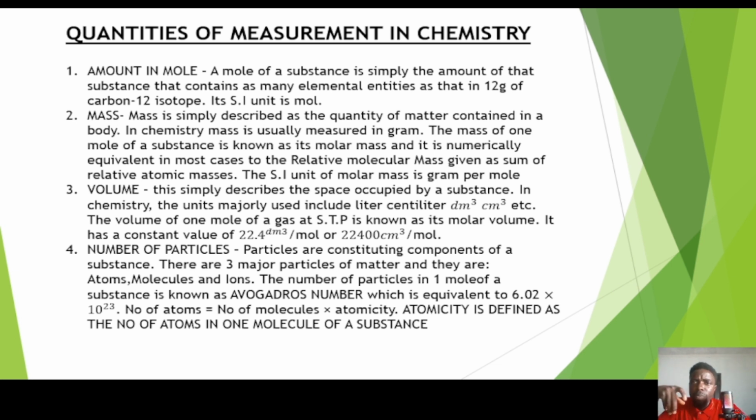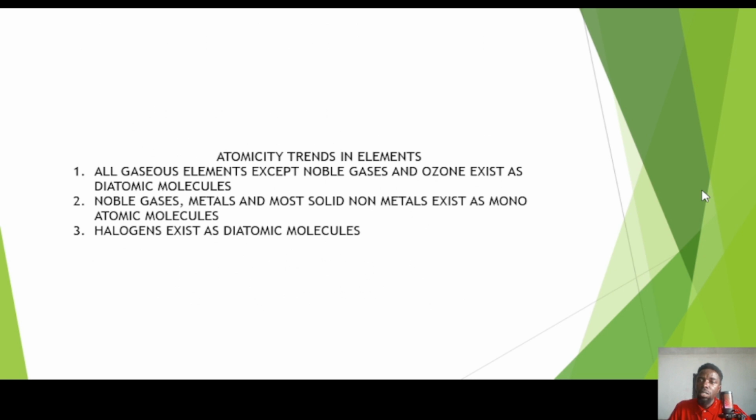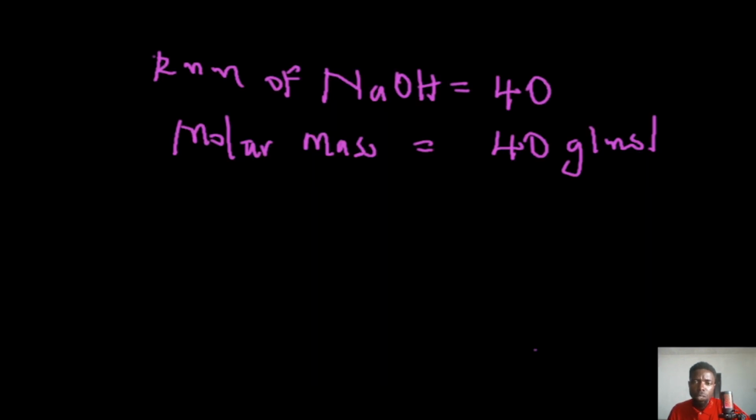But the point is this, that once you are looking at the number of atoms in a molecule, that is what describes its atomicity. With that said, we will look into some trends that occur with respect to atomicity in different elements. Now, every element that is a gas, except noble gases and ozone, is supposed to exist as a diatomic molecule. So anytime you notice that it is a gas, you should have 2 atoms in one molecule. Let's put that down on our board so I will be able to explain this clearly.